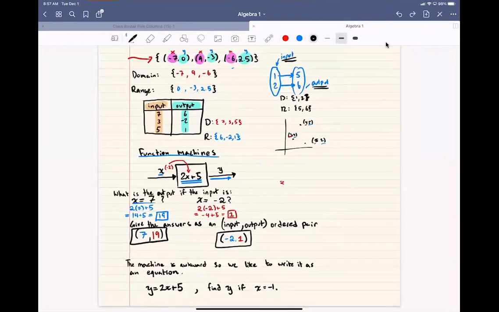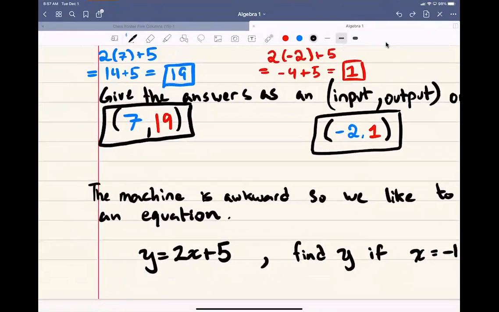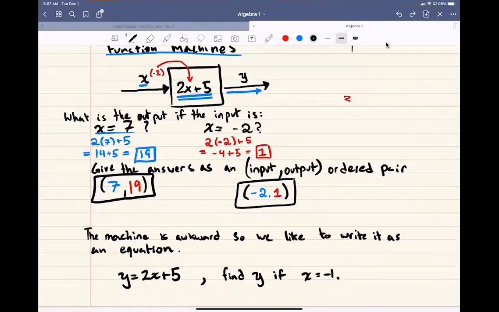Well, so we actually like to write our machines as functions. If you have this function machine right here, the inside is going to be this part right here, and we're going to let y equal that because whatever we get depends on x. And so now it's telling us find y if x is equal to -1.